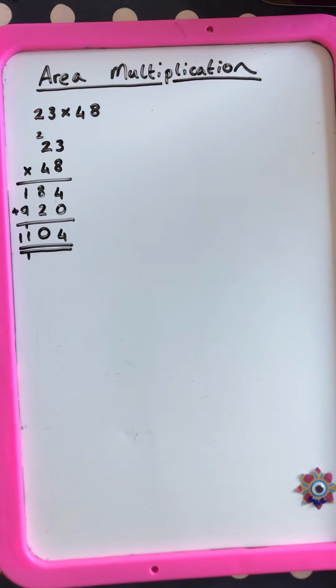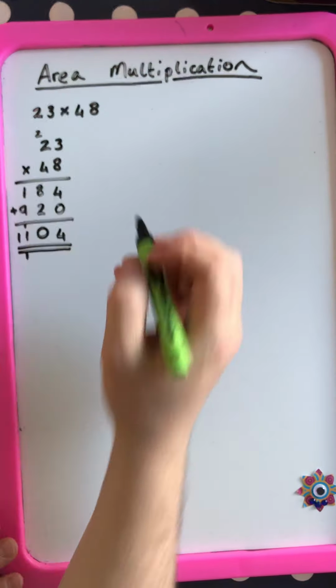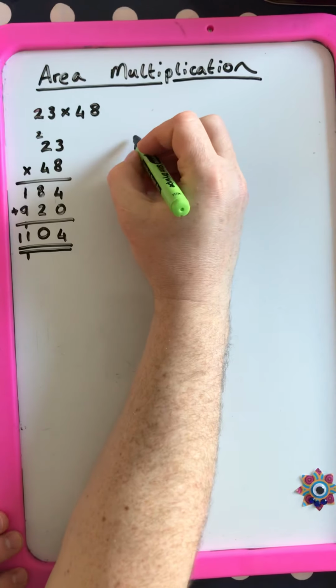So people tend to think about, all right, I'll add a 0. Why do you add a 0? Because that's how I remember how to do it. And there's loads of ways of doing this. I want to share with you this area multiplication.